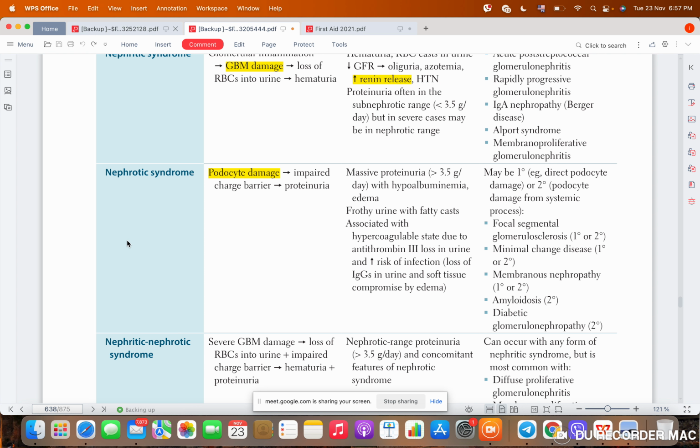The oncotic pressure, excellent. So your oncotic pressure will go down big time, because we said that the oncotic pressure is mediated by the albumin. So, frothy urine with fatty casts.